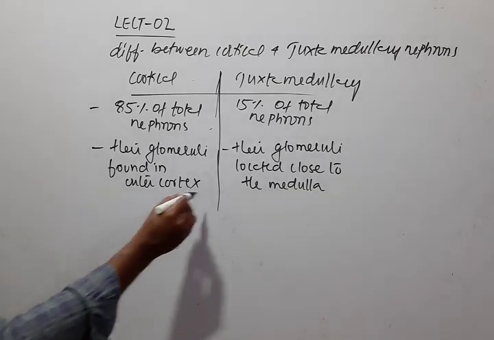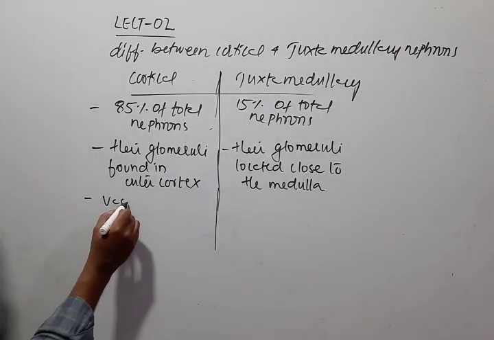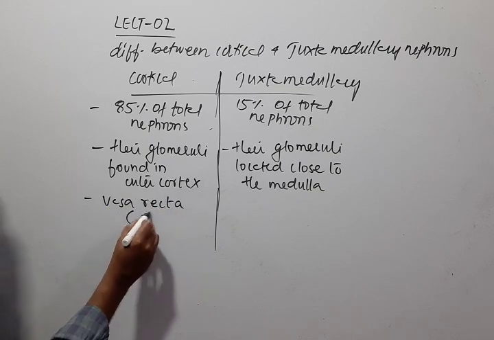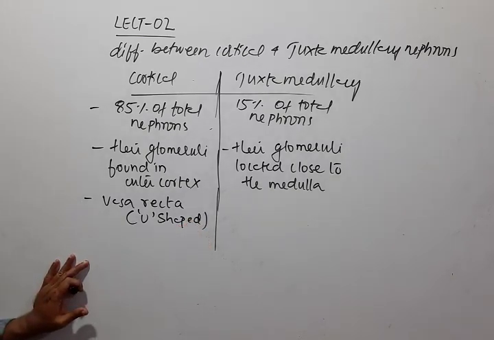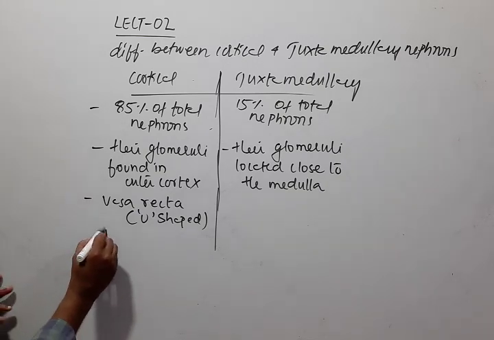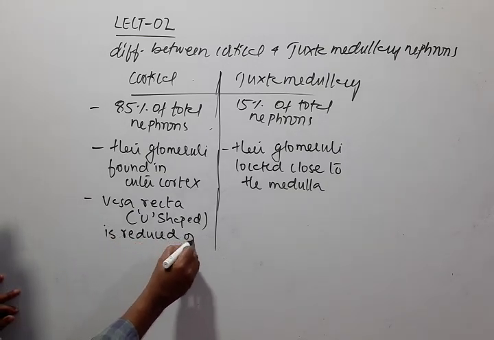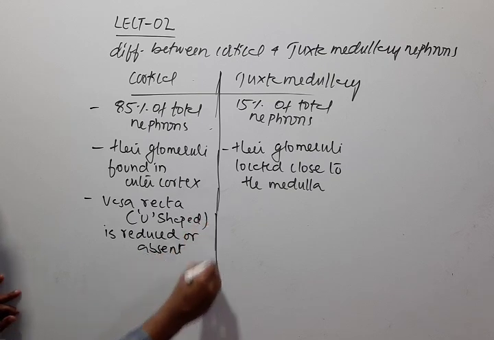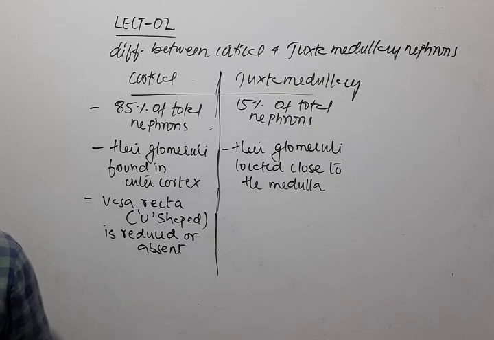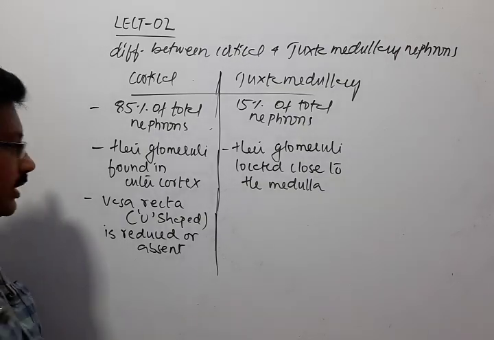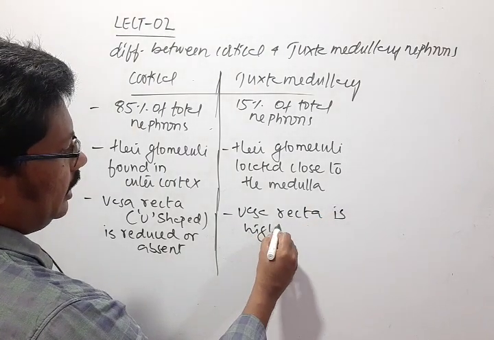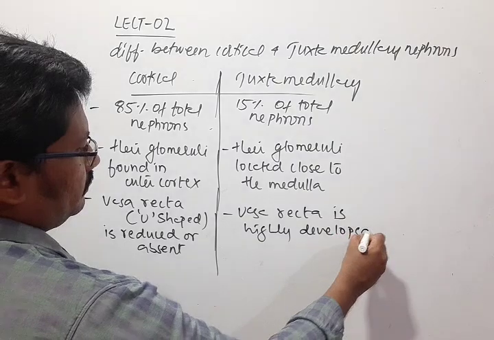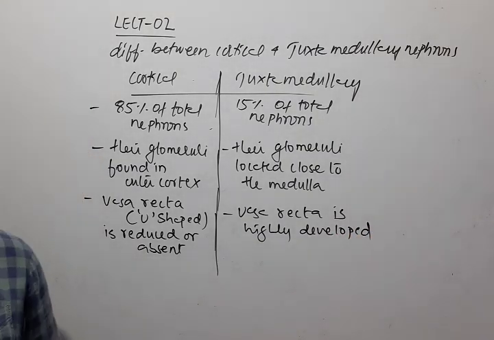In the case of these cortical nephrons, the vasa recta, which is a U-shaped blood vessel present around the Henle's loop, is reduced or absent. Whereas in the case of juxtamedullary nephrons, you will find the vasa recta in a highly developed condition. So here the vasa recta is highly developed.